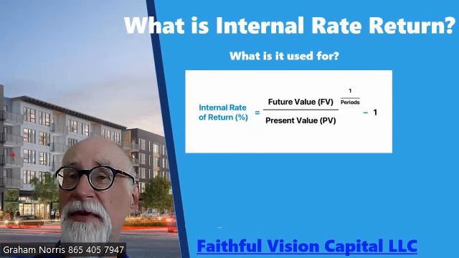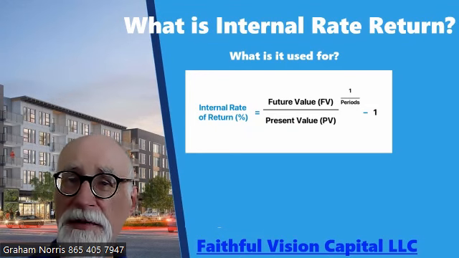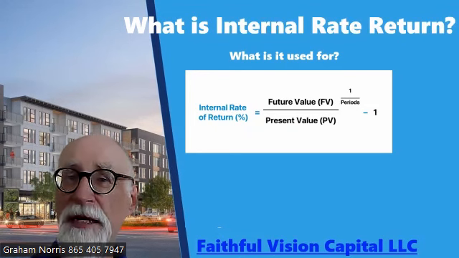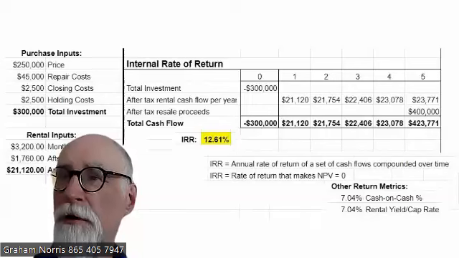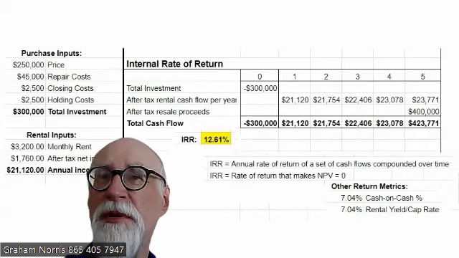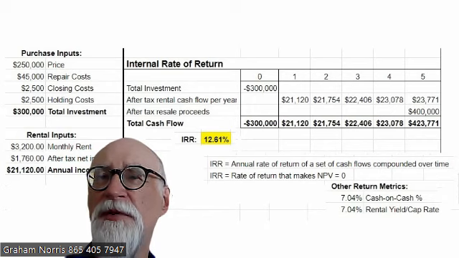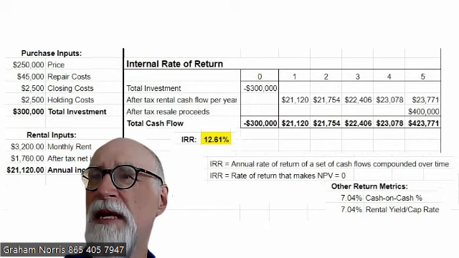So if I received... say I'll put in $300,000, for example. Well, let me show you. Let me bring up an example on the screen for you. So in this example, we purchase a project at $250,000. We have repair costs, closing and holding costs, making a total investment of $300,000. So we put that in year 0. So we're out of pocket by $300,000.